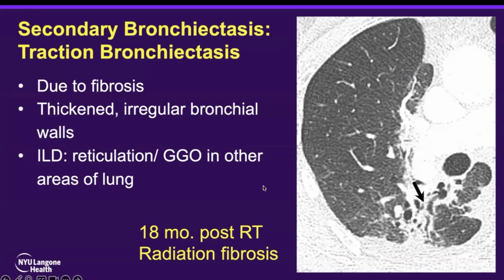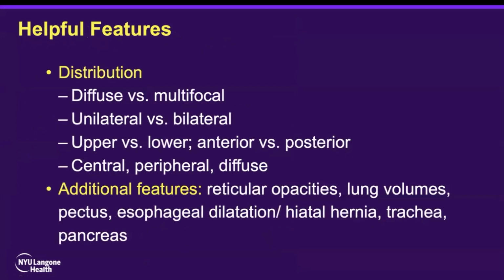Bronchiectasis may not be the primary pathology, but the secondary, and this we oftentimes see related to fibrosis, and in this case, radiation fibrosis. See how the bronchiectasis is really confined to the area of consolidation. And of course, when there is diffuse lung disease, the bronchiectasis is secondary to the reticular fibrotic process.